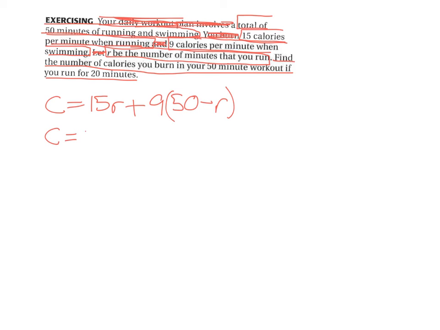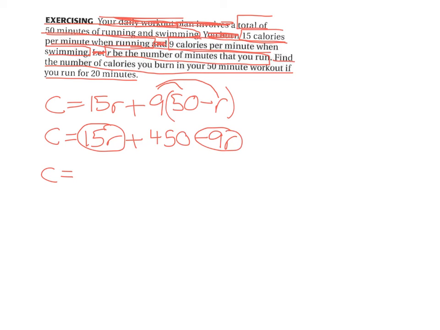So I'm going to write C equals 15R plus 9 times (50 minus R), and the first thing I'm going to do is multiply this 9 using the distributive property. 9 times 50, 9 times negative R. 9 times 50, let's see here, 9 times 5 is 45, so 9 times 50 is 450. 9 times negative R is negative 9R. Now, I can combine like terms. I have 15R, and I have negative 9R. That's going to give me 6R plus 450. And there is my simplified expression.